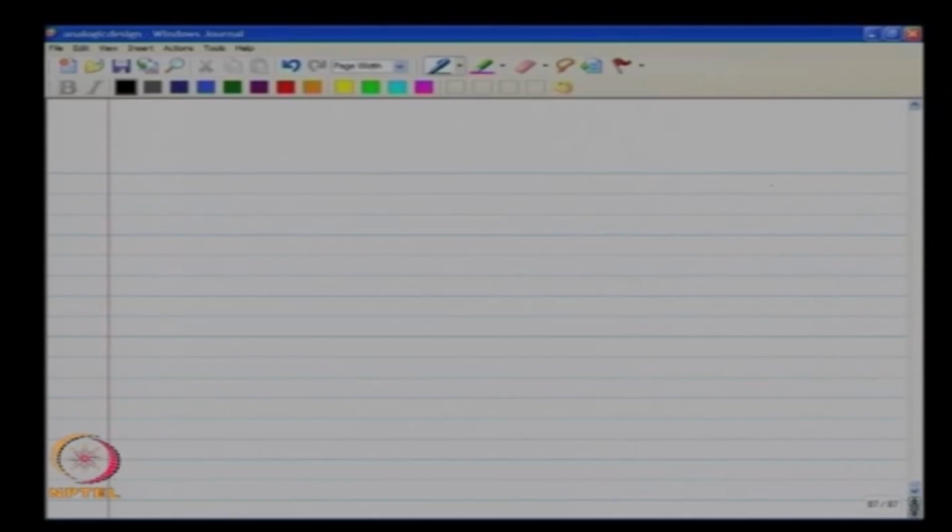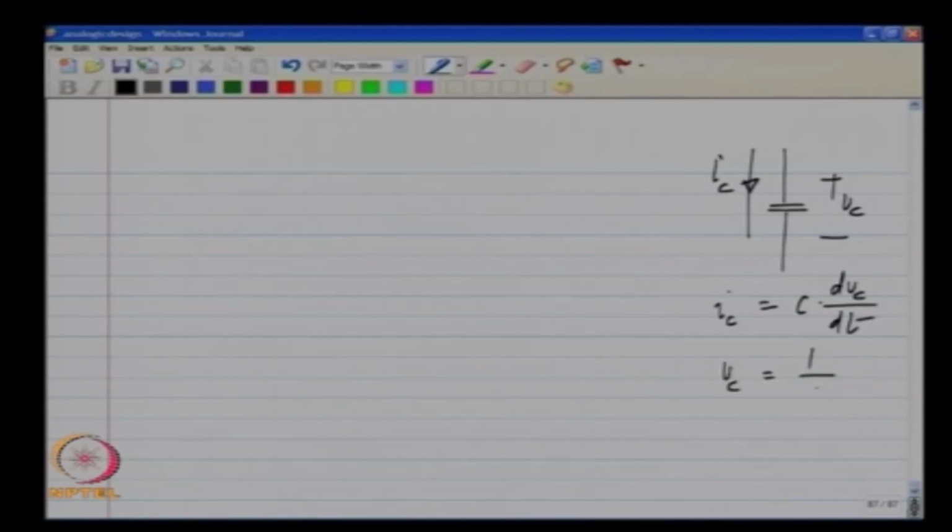So, a capacitor which has a voltage V c across it and a current I c through it obeys the relationship I c is C times the derivative of the voltage, or V c is 1 over C integral of the current.